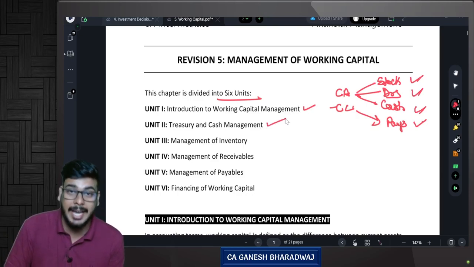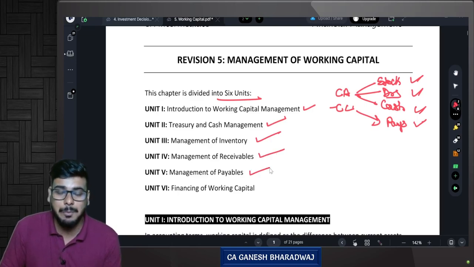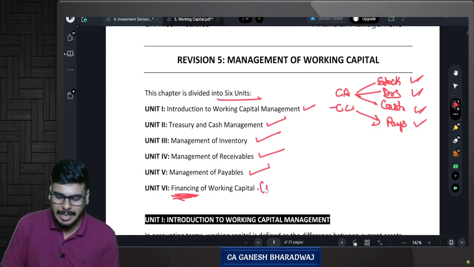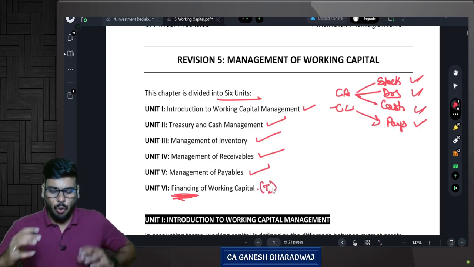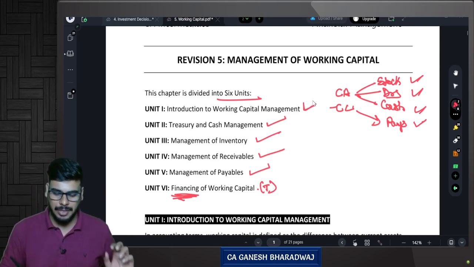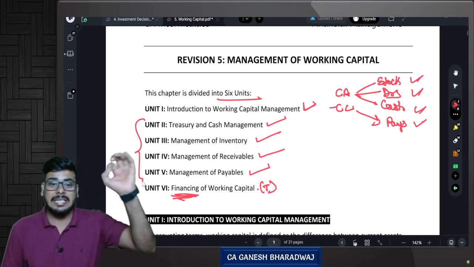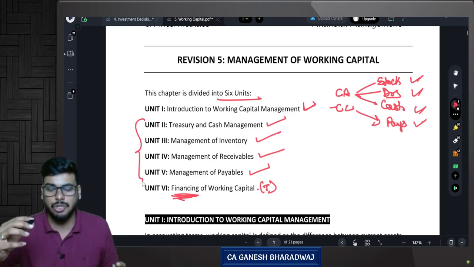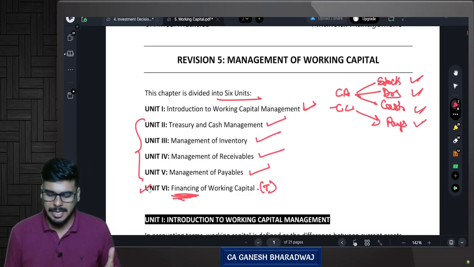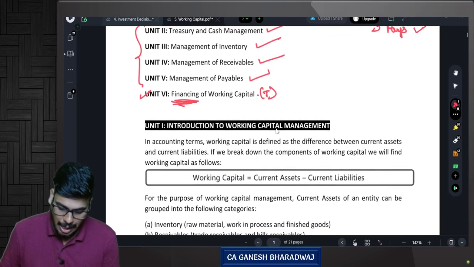Look at this: treasury and cash management, management of inventory, management of receivables, management of payables, and finally you have something called financing of working capital. This is technically a theory area. Clear? So overall, the scope of this chapter is, the first part is about the general study of this chapter. Then the next four units are regarding studying certain different components of working capital. And the last part is about how am I going to finance. So this is basically a theory part. So this is going to be the agenda for this particular chapter. Are you clear with this?